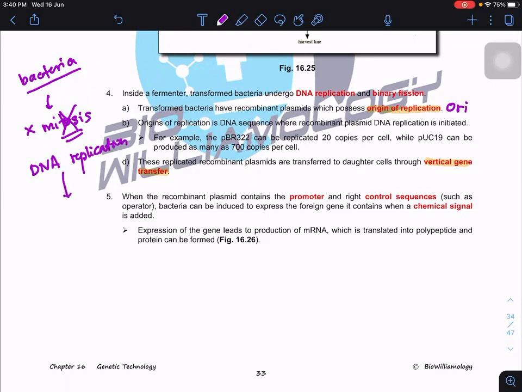After DNA replication, they will skip the mitosis and go for the cell division. So this cell division is by binary fission. Okay, be careful when you write.